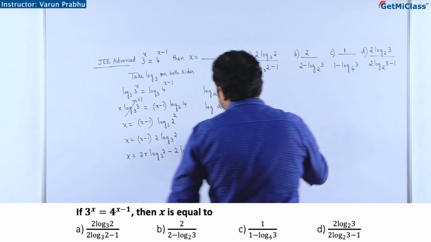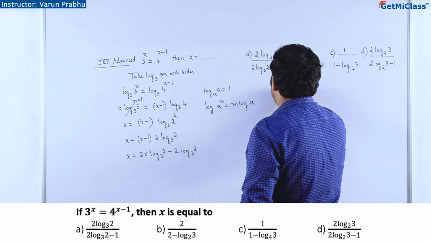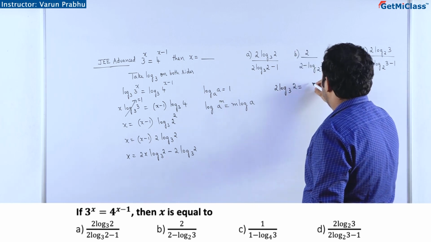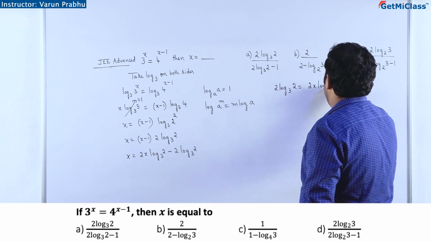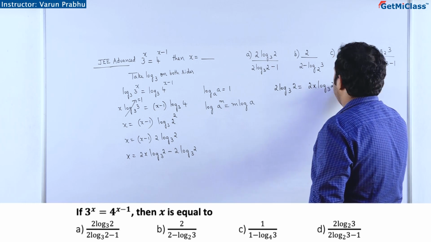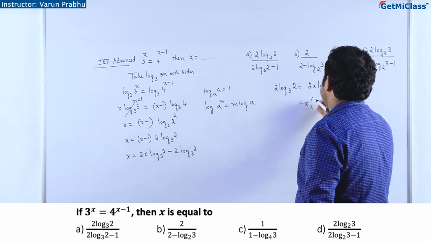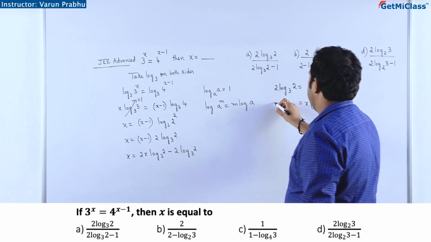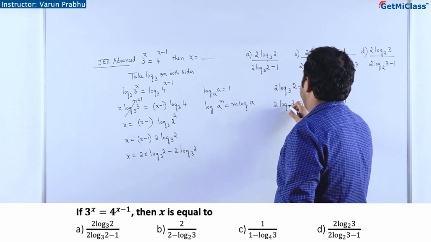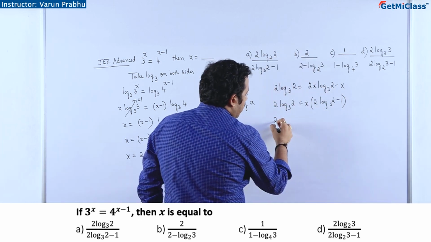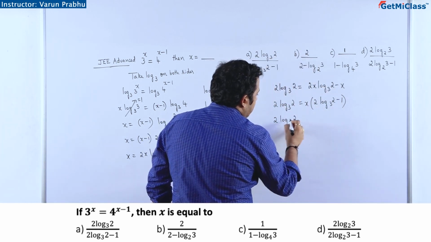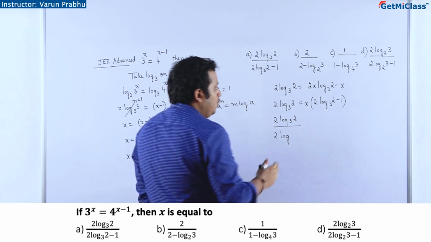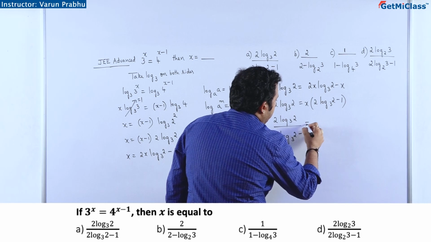So I can write this as 2 log 2 base 3 that is equal to 2x log 2 base 3 minus of x, which can be written as x, take out common, 2 log 2 base 3 minus 1, that is equal to 2 log 2 base 3. So I can say 2 log 2 base 3 divided by 2 log 2 base 3 minus 1, that is equal to x.